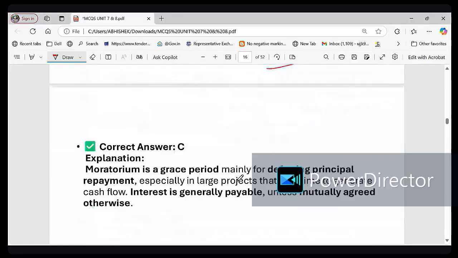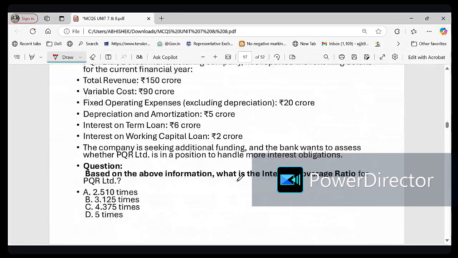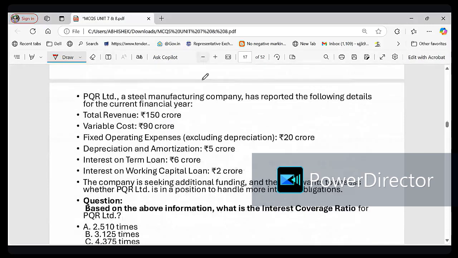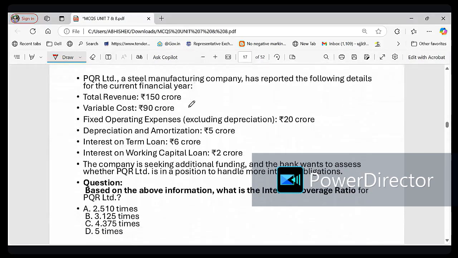Now, friends, let's see the next question. This is again a numerical based question. Let's try to break it down. The question is about PQR Limited, a steel manufacturing company. Total revenue is 150 crore, variable cost 90 crore, fixed operating expense excluding depreciation is 20 crore, depreciation and amortization is 5 crore, interest on term loan is 6 crore, and interest on working capital loan is 2 crore.